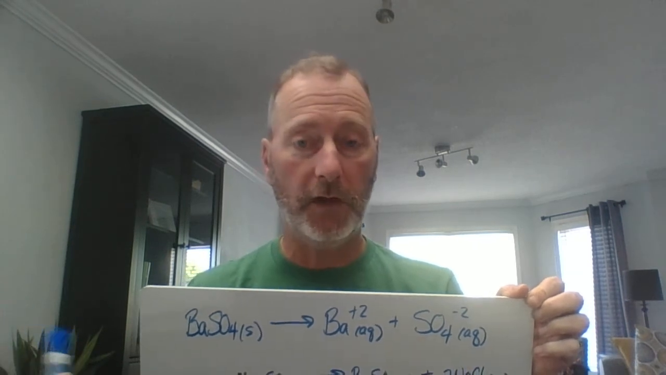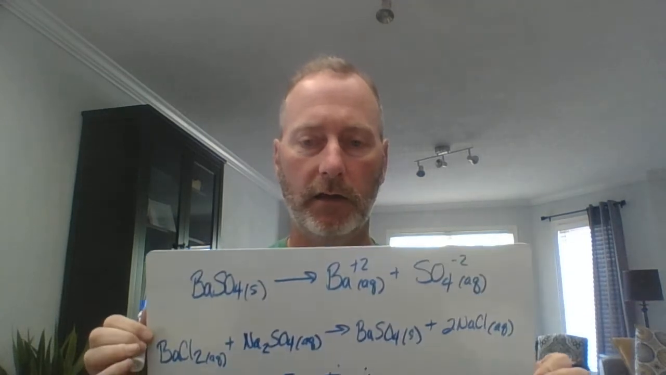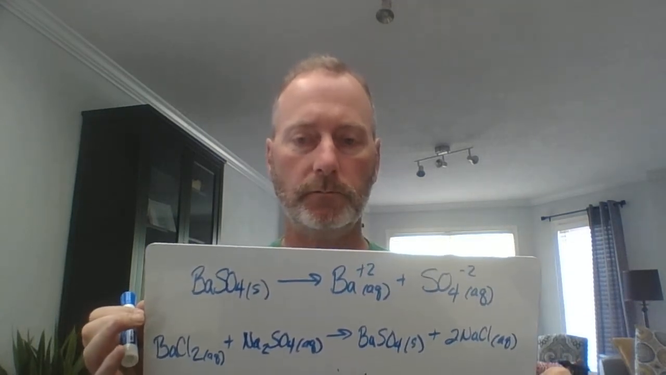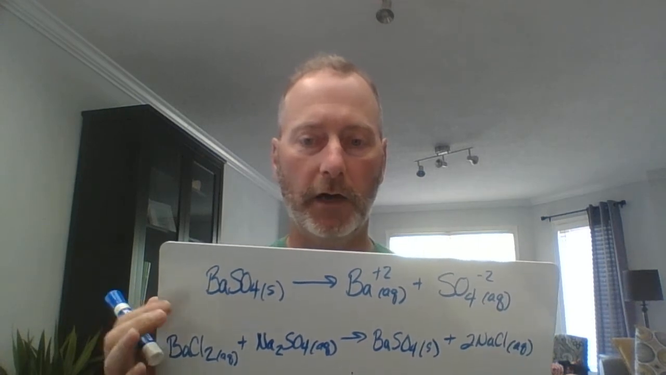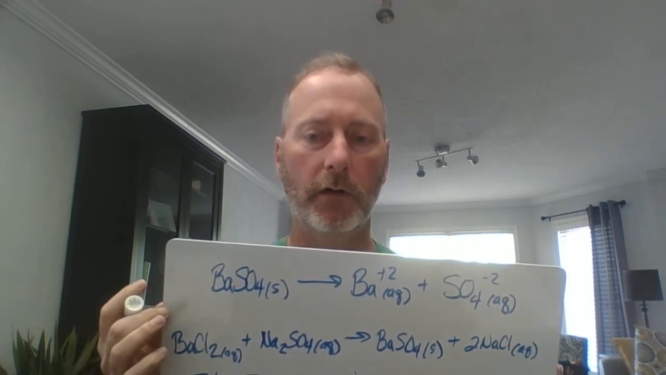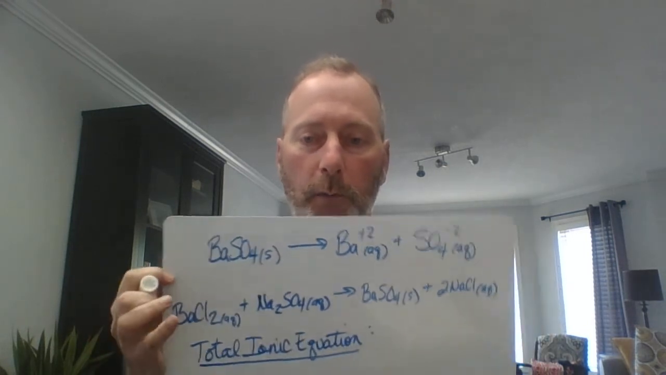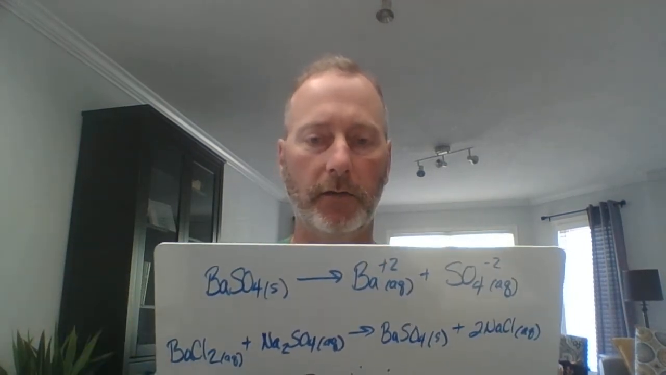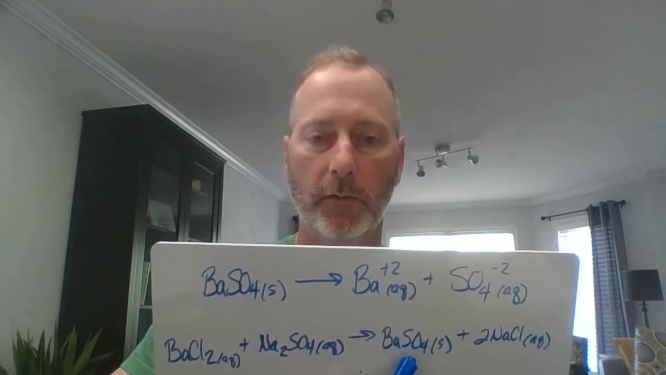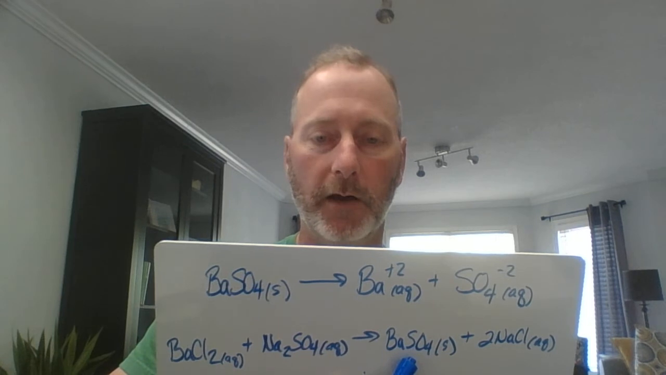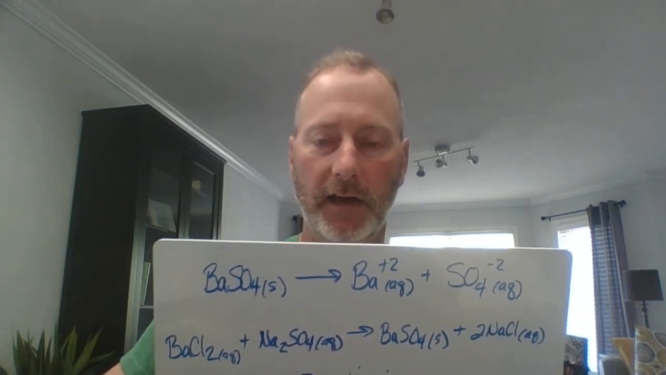Okay, so that's dissociation. What we're going to look at today is adding to that a chemical reaction. So BaCl2, barium chloride, plus Na2SO4, sodium sulfate. Both are aqueous solutions, so those would both be clear liquids. When we mix them together, we get a precipitate, which we've talked about as well. BaSO4, barium sulfate, which is solid, and two NaCls.